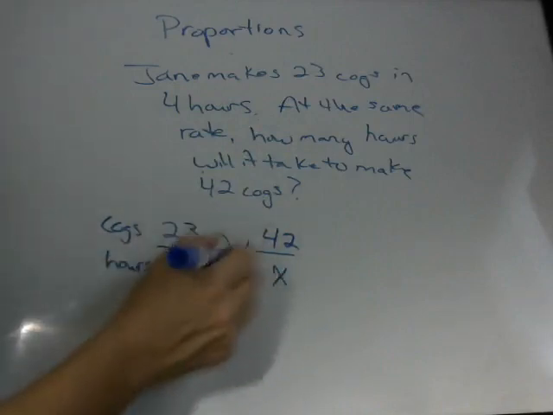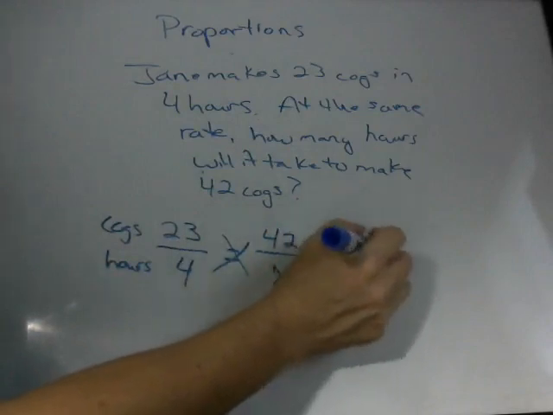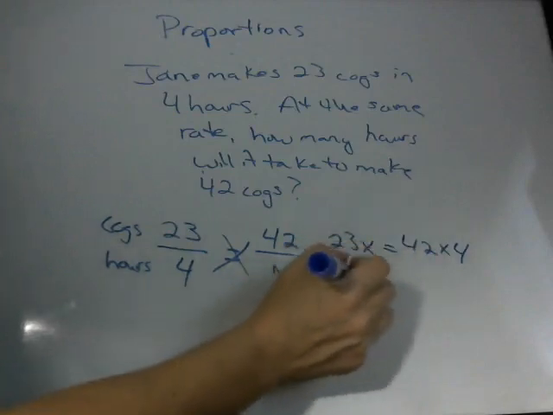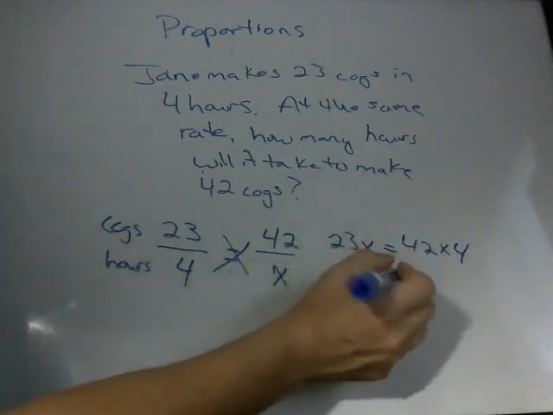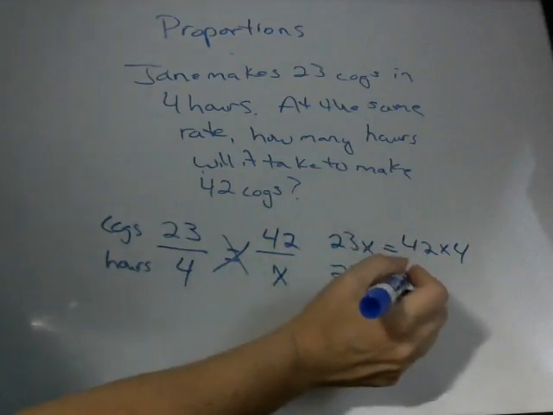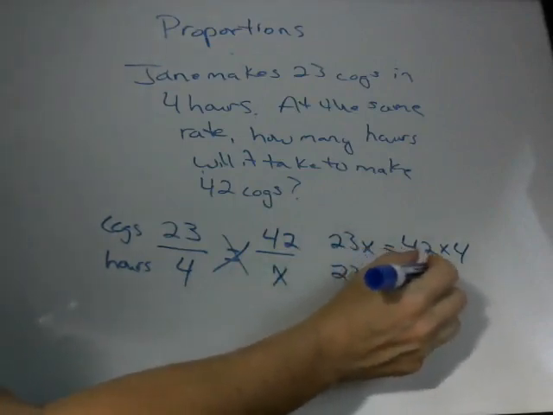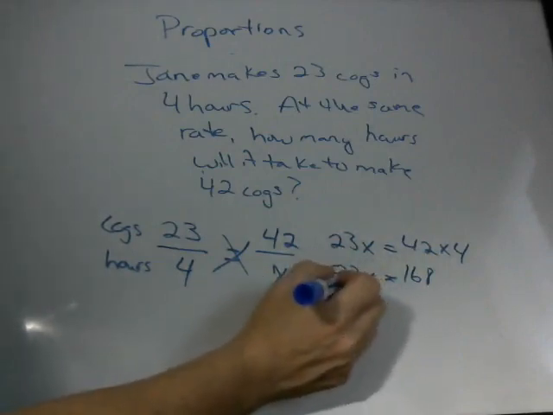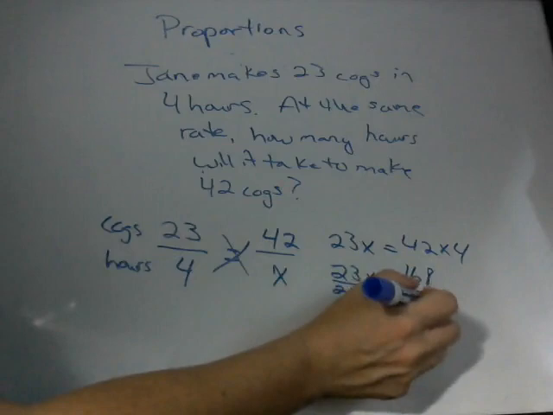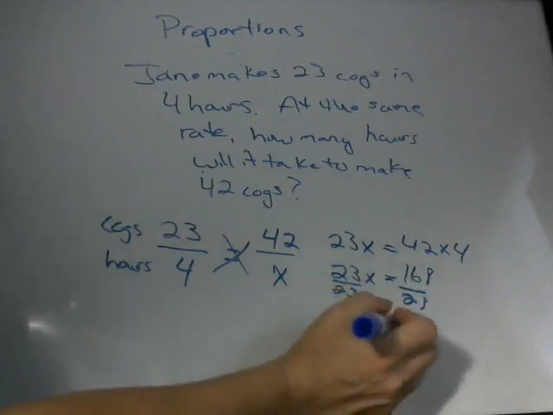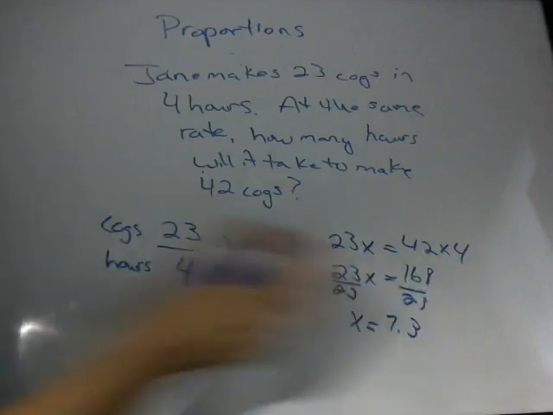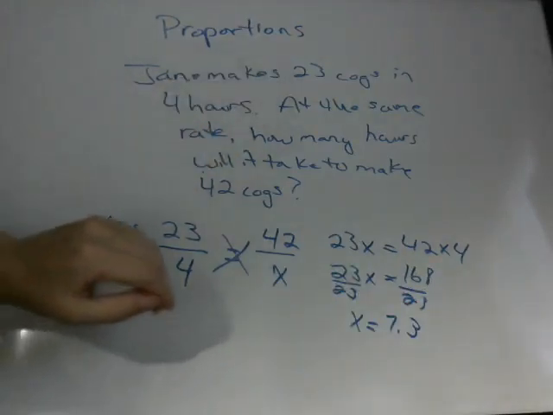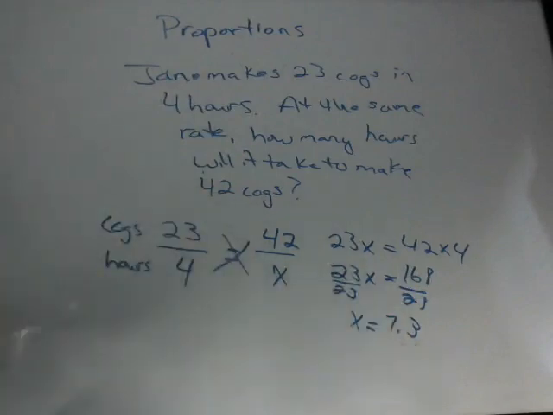Then we just solve this. We solve it through cross multiplication. 23 times x equals 42 times 4. 42 times 4 is 168. So we want to solve for x. So we want to get rid of that 23, so we divide by 23. X equals 7.3. So if she makes 23 cogs in 4 hours, she'll make 42 cogs in 7.3 hours.